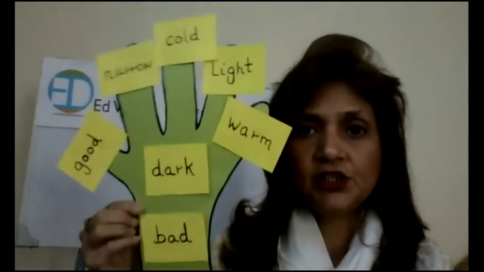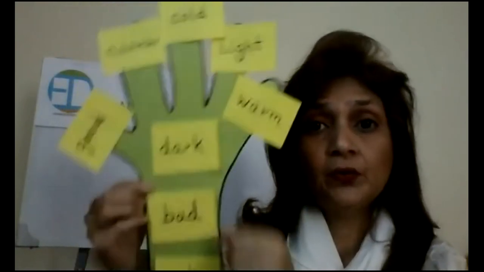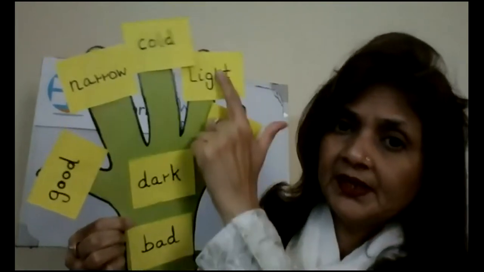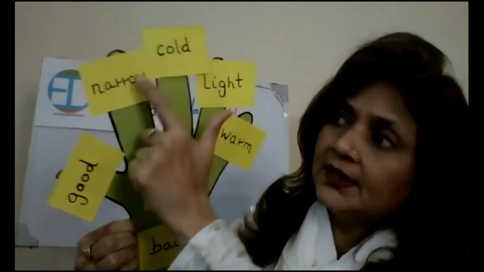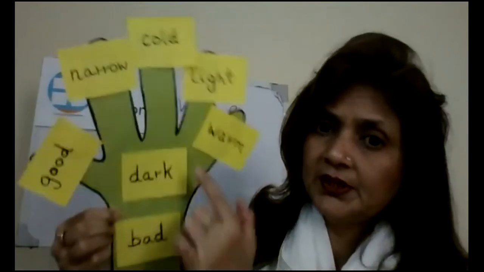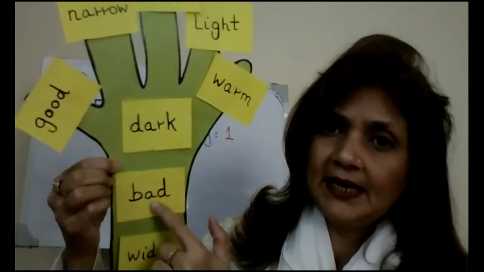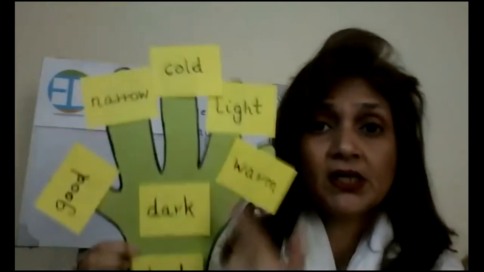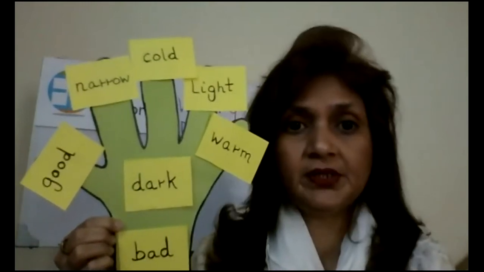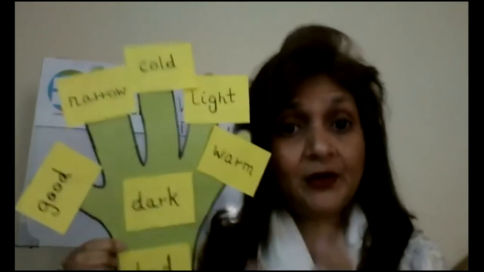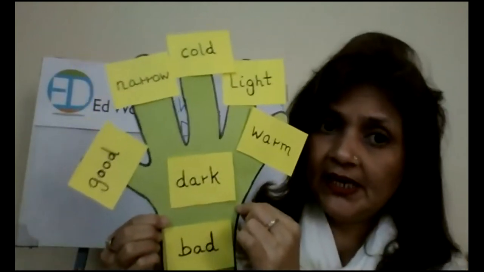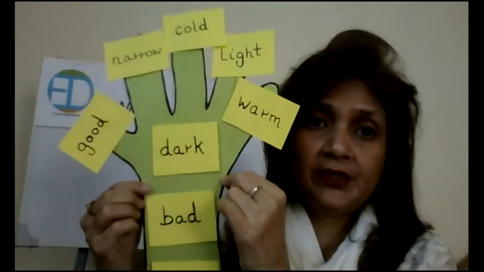Correct. Can you see my word hand, children? There are different words over here. Now, can you read the words? This is warm, light, cold, narrow. Narrow, you know, very narrow. This is good, dark, bad, and white. Now, what are these words? These are all different describing words, right? But they have their opposites also. So I want you to look at this word hand and find out the opposite of the words, right?